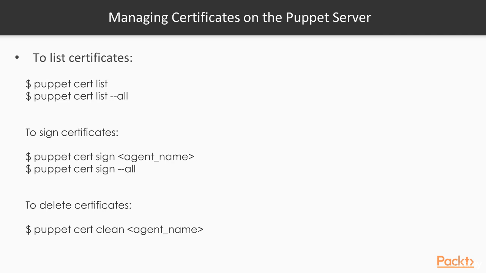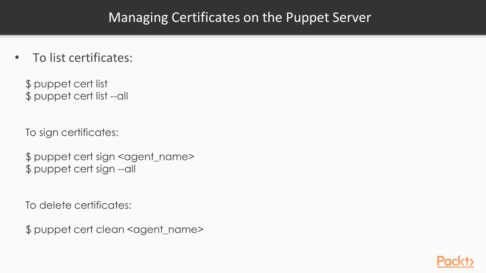To view all certificates, we need to add --all at the end of the command. To sign a certificate, we need to execute the Puppet cert sign command along with the agent name. If we have multiple requests, we can sign all of them at once by using the --all option instead of the agent name. Often we have nodes in the infrastructure which have been deleted or terminated, and the agent certificates are no longer valid, or we need to create a new agent with the same name as an old node which has been terminated. In these cases, the certificate needs to be removed from Puppet. To do this, we need to execute the Puppet cert clean command along with the agent name.